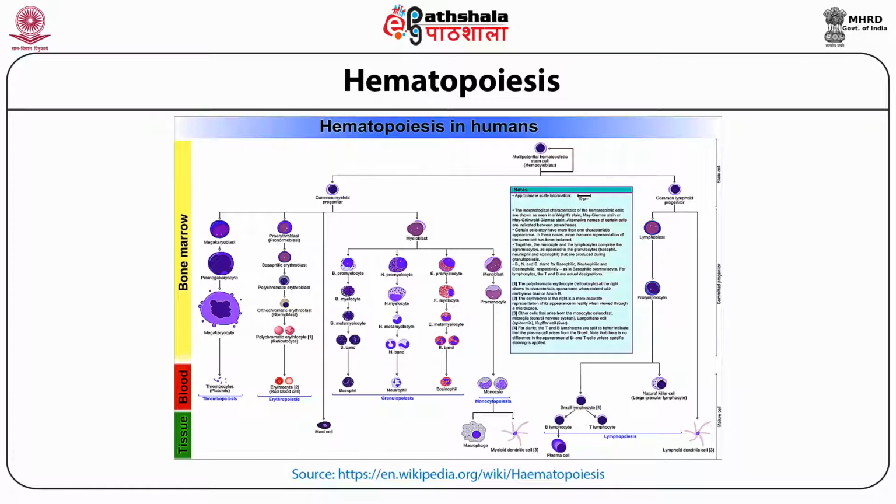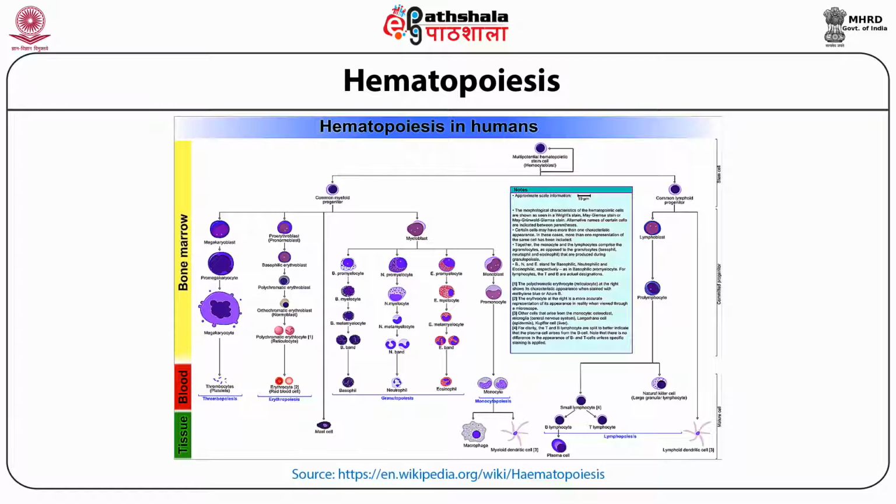Myeloblast then gets differentiated into various types of cells, namely basophil promyeloblast, N stands for neutrophil promyeloblast, eosinophil promyeloblast, and monoblast.